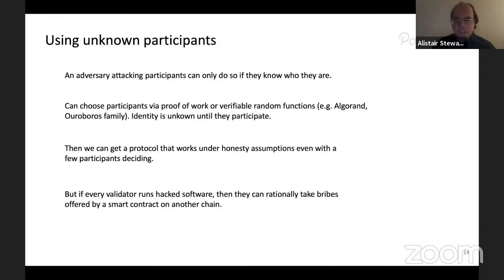In proof of stake systems, like Algorand and Ouroboros, who have worked on this for a while, you basically use a verifiable random function. It's an easy way, or you could use public randomness. And then you can get a protocol that works under honesty assumptions, even though there's a few participants deciding what the actual outcome is. Now, there are trade-offs with this, which is you could imagine a world where everyone hacks their own software, and then people on another chain, I can offer a bribe, buy a smart contract, and then you can just prove that you're a participant. So effectively, if I'm allowed to bribe everybody, even people who I don't know in advance, then you can attack the system. Under honesty assumptions, so this is one of the difficulties of dealing with rationality assumptions, but under honesty assumptions, it works.